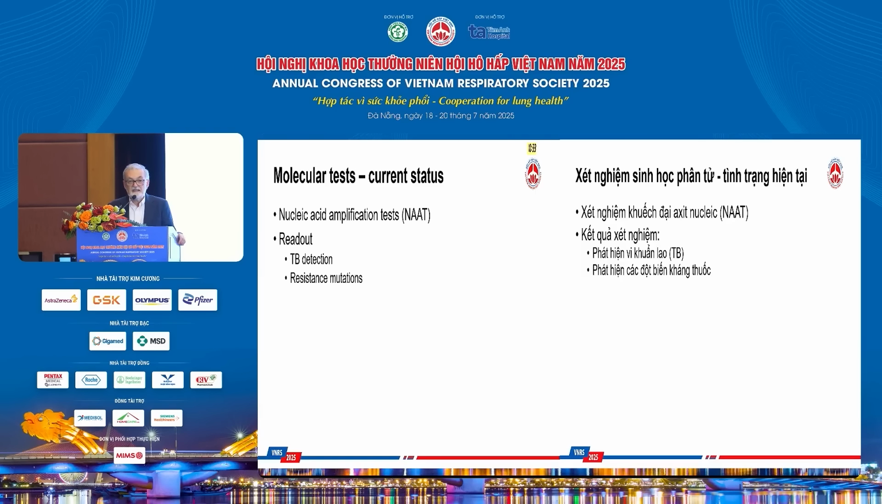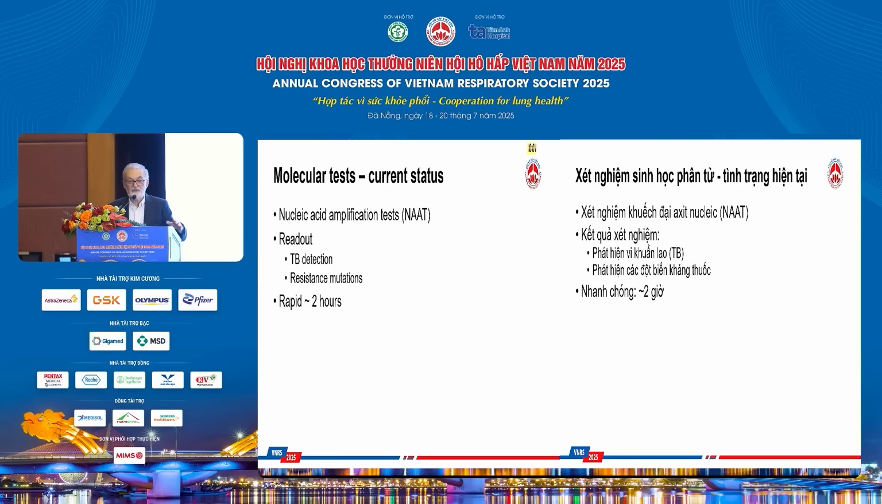We get, is TB present or not? Is TB detected? And secondly, we get information about drug resistance, particularly about rifampicin resistance, but we can also get information about other drug resistance from the molecular test. And this is performed directly on a sputum specimen. So we don't need to do any pre-treatment, and we can get a readout within about 2 hours.